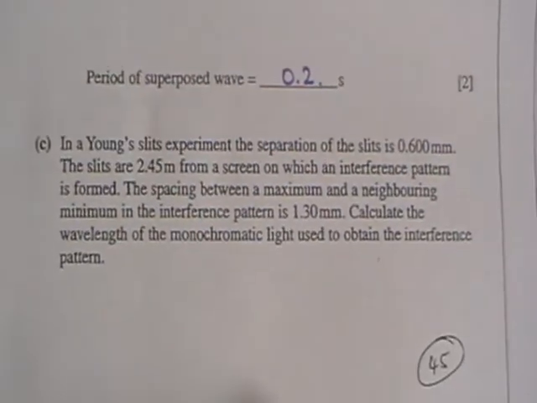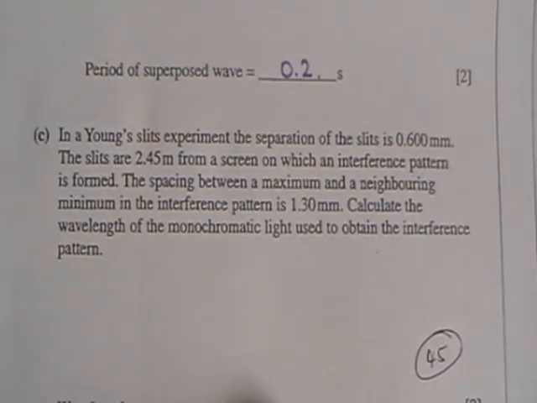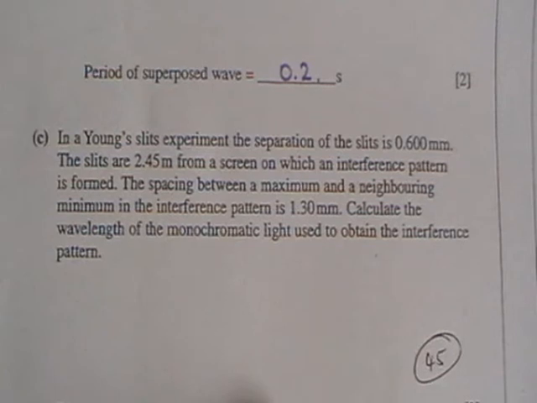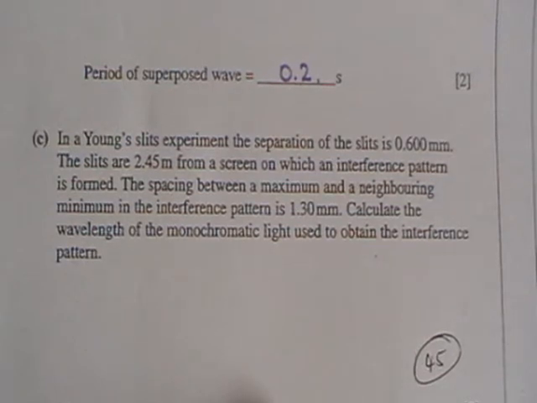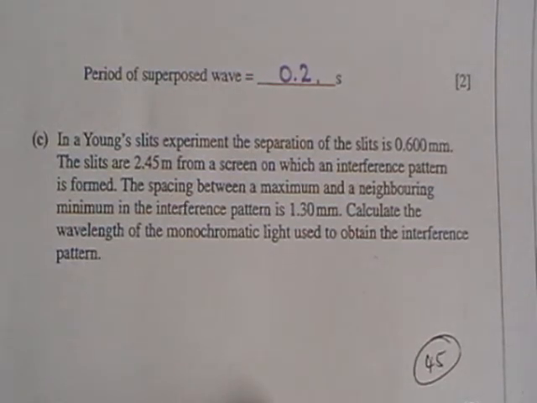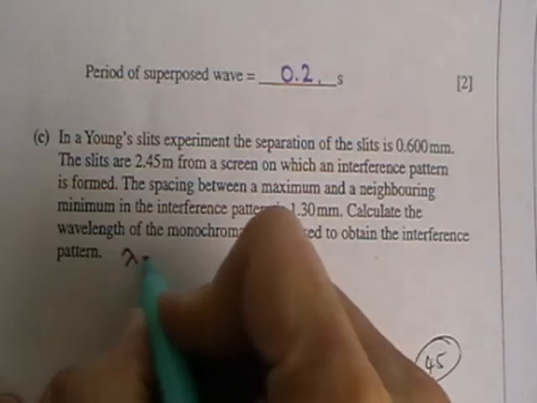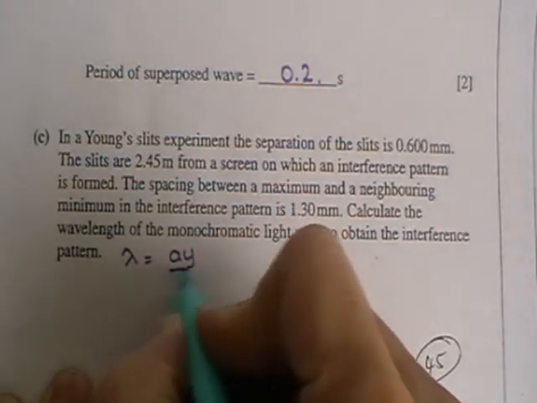In Young's double slits experiment, the separation of the slits is 0.6 millimeters. The slits are 2.45 meters from a screen on which an interference pattern is formed. The spacing between a maximum and the neighbouring minimum in the interference pattern is 1.3 millimeters. Calculate the wavelength of the monochromatic light used to obtain the interference pattern. So our equation is lambda is equal to ay over D.